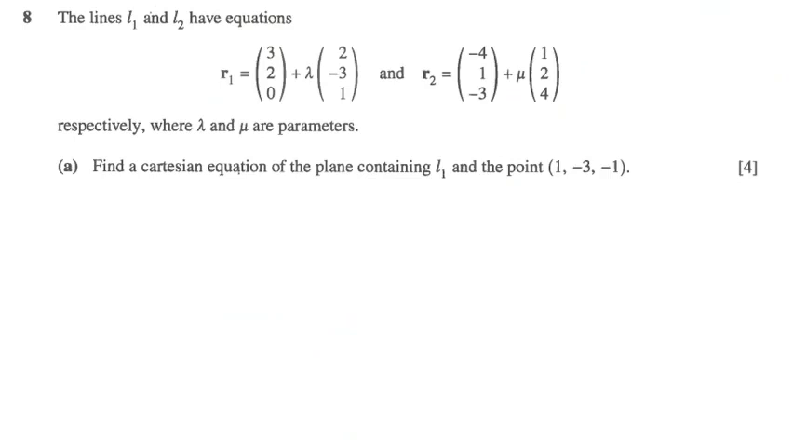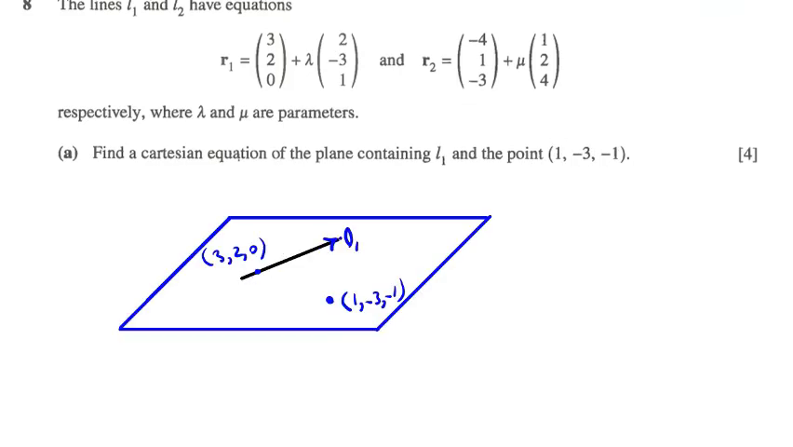Cambridge Assessment International Education A Level 2021 H2 Paper 1 Problem number 8. The lines L1 and L2 have these two equations respectively, where lambda and mu are parameters. Part A, find the Cartesian equation of the plane containing L1 and the point (1, -3, -1). Okay, so we have this line L1; if lambda is 0, it goes through the point (3, 2, 0), and this point is (1, -3, -1).